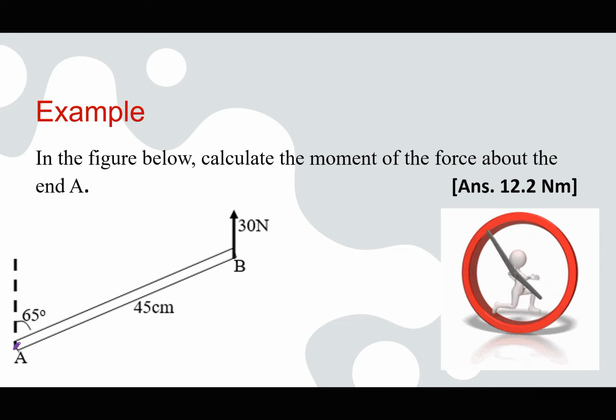To find the moment of a force, we need two things, the force and the perpendicular distance. Here we have the length from A to B, which is not the perpendicular distance. The perpendicular distance is going to be the line which makes 90 degrees with the force or the line of action of the force. So I can just draw a line through the force. This is the line of action of the force. To find the perpendicular distance, I have two options. I can either consider this line here, because this is making 90 degrees with the line of action of the force, or I can consider this line here.